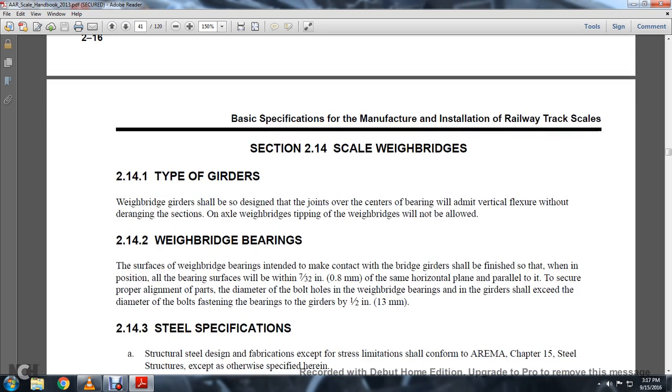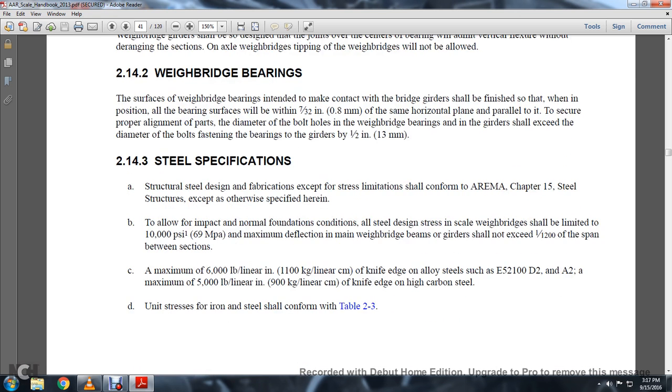2.14.2 Weighbridge bearings. The surface of the weighbridge bearings intended to make the contact with the bridge girders shall be finished so that when the position of all bearing surface will be within 7/32 of an inch on the same horizontal plane parallel to it, and secured the proper line with the parts of the diameter of the bolt holes. The weighing bridge bearings of the girders shall exceed the diameter of the bolt fastening the bearings of the girders by 1/2 inch. 2.14.3 Steel specifications.